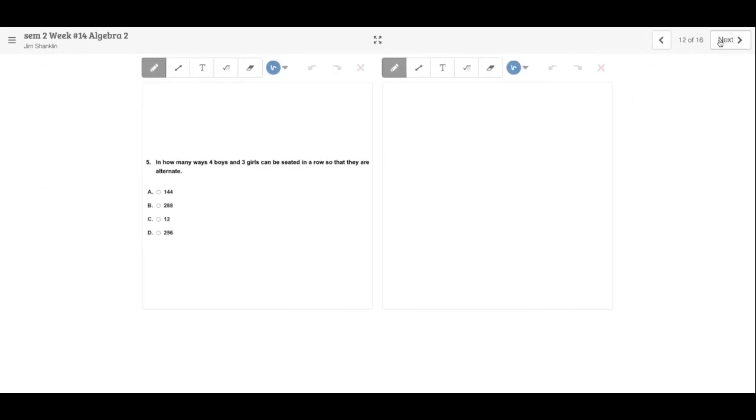All right. Number 10, it says, in how many ways can 4 boys and 3 girls be seated in a row so that they are alternating? Oh, this one took me a little bit of time to get to.